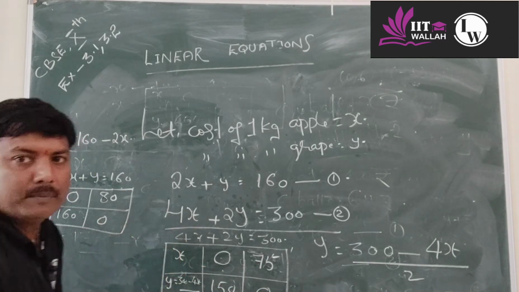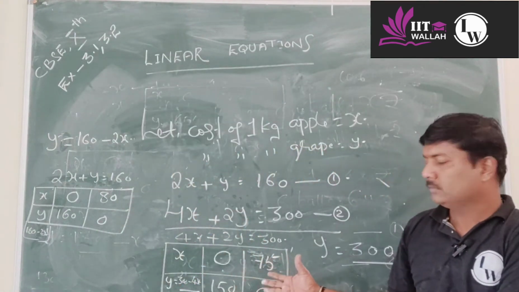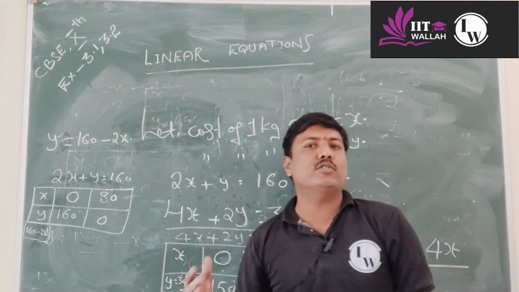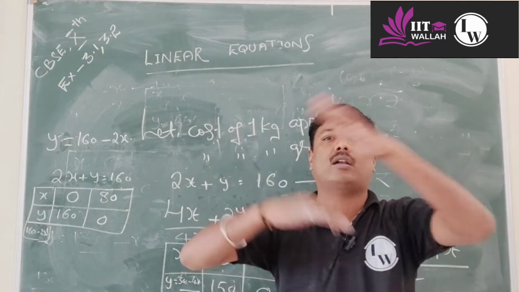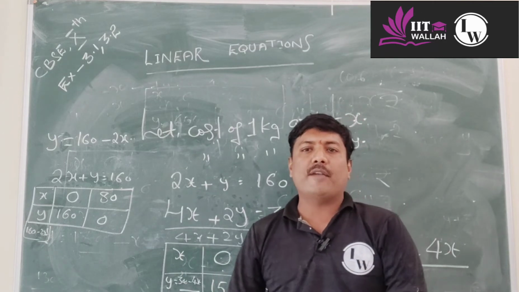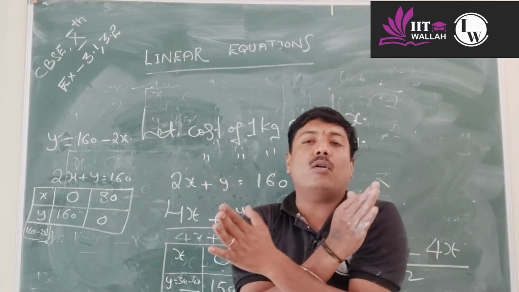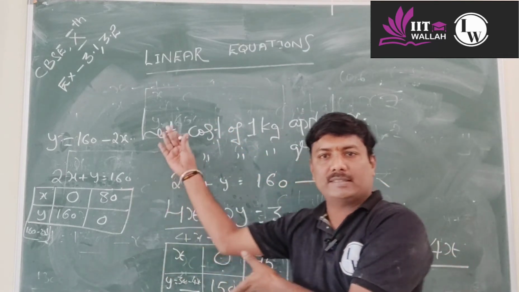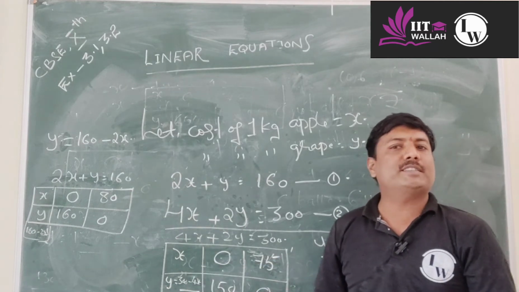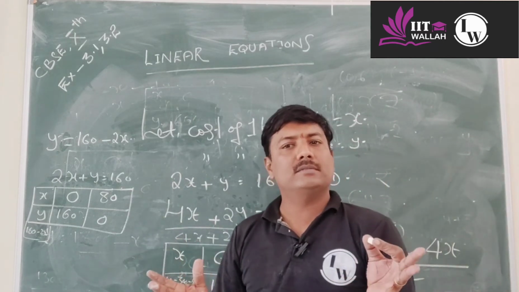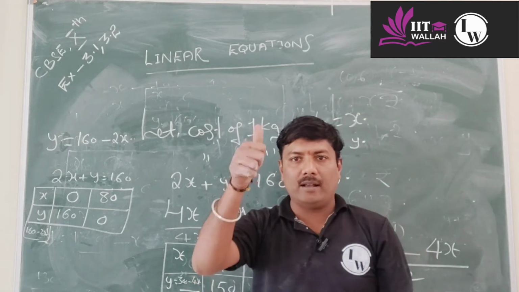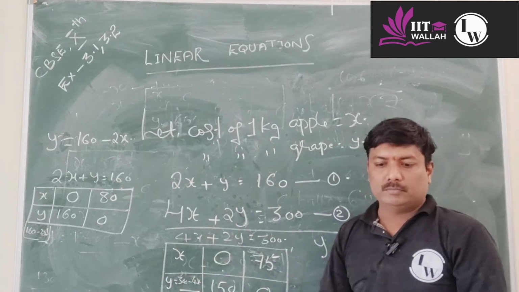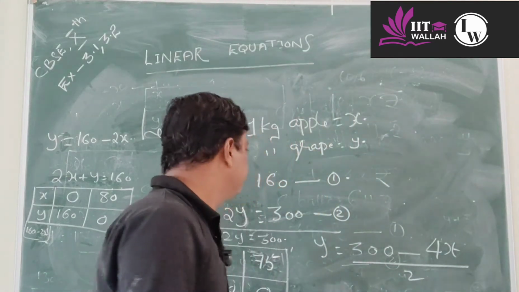Using these coordinates, we can easily draw two lines. We can nicely do that. And after drawing that, you check whether it is intersecting or parallel or coinciding. If it is intersecting, we get a unique solution. How? This point will give you the solution. If it is parallel, no solution. If it is coinciding, infinite number of solutions we will get. Okay. Yeah, good, very good. So the graph you can draw. So this graph I will draw here.